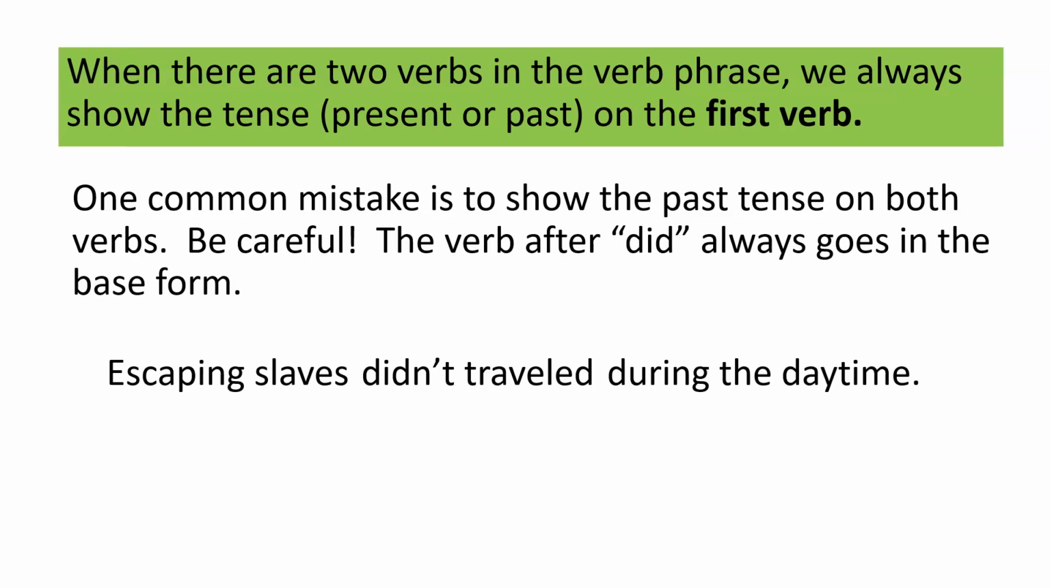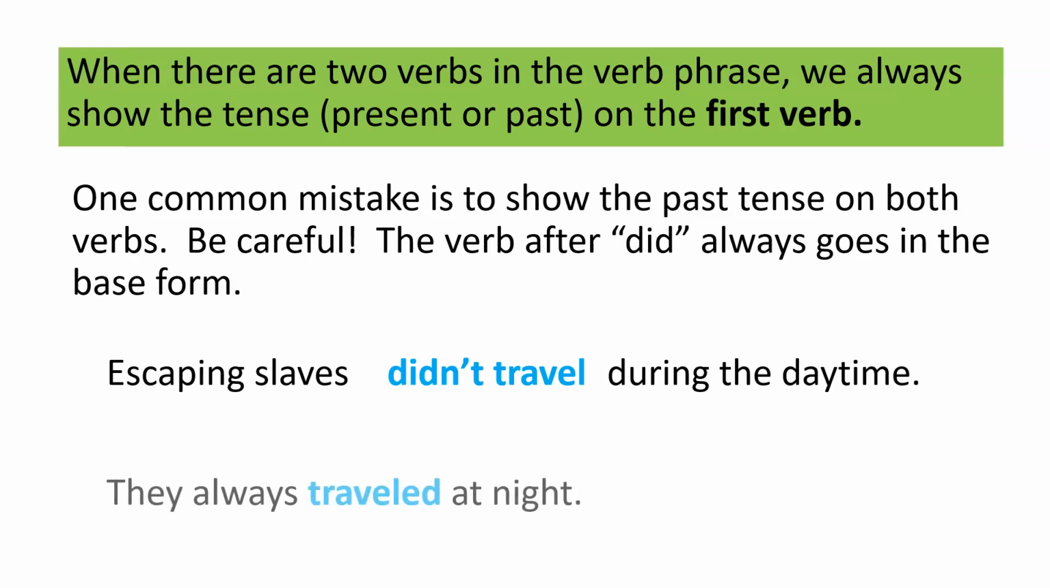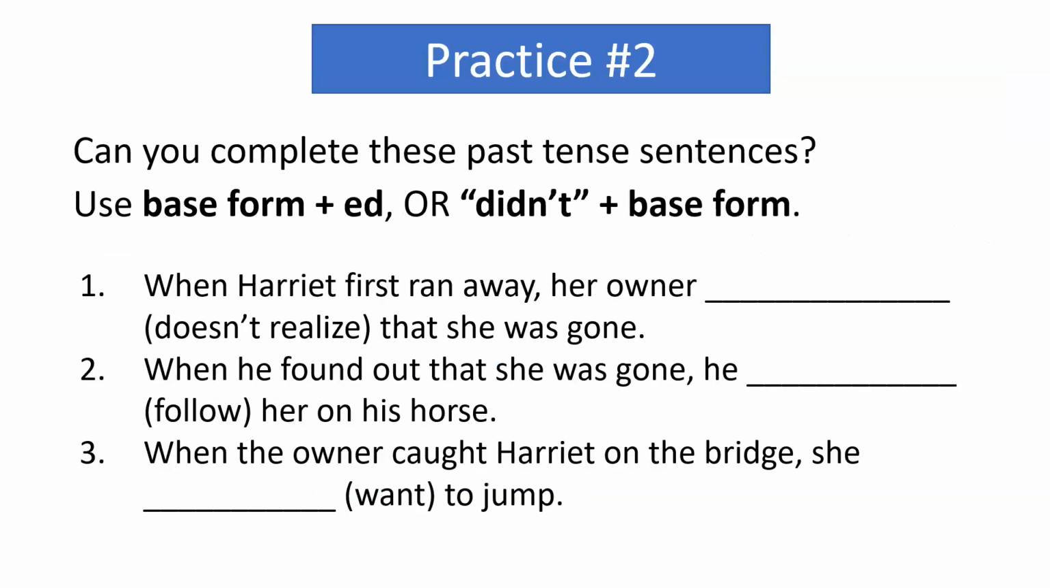Let's see. "Escaping slaves didn't traveled during the daytime." This sentence has a little mistake in it. Can you see it? "Escaping slaves didn't travel during the daytime." That's the correct way to write the sentence. So they always traveled at night.